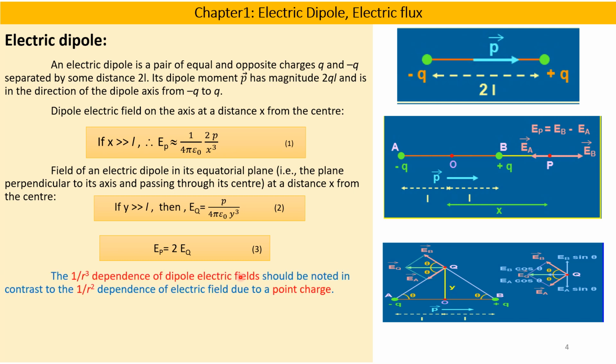So please see and compare the formula for electric fields in the case of a point charge and in the case of a dipole electric field. You will find that in the case of dipole, the electric field is inversely proportional to the cube of the distance, that is 1 by r cube for dipole, and in the case of point charge, it is the square of the distance, 1 by r square for point charge.